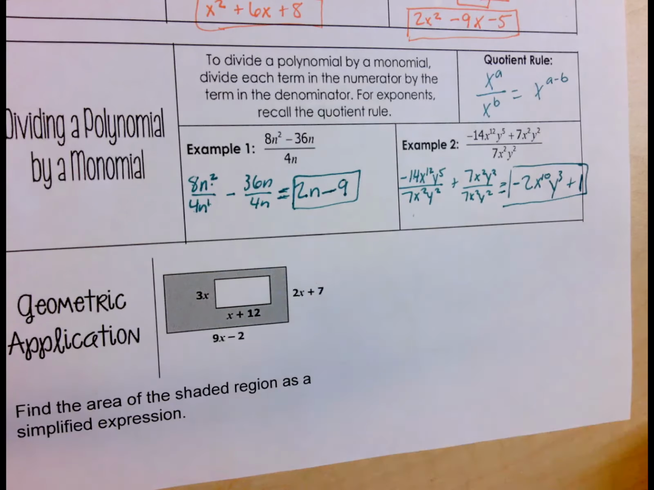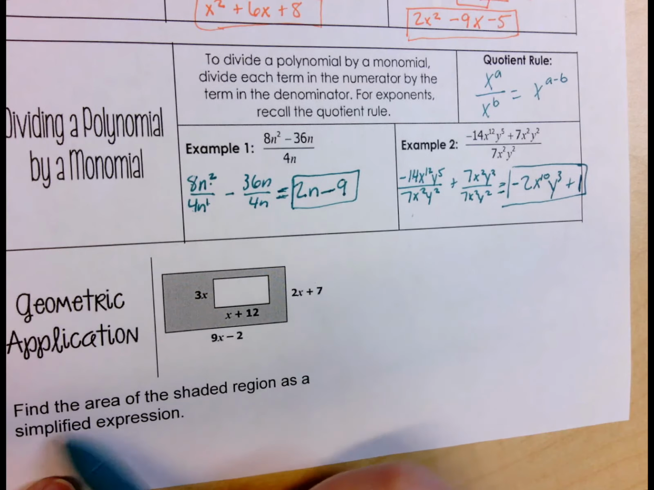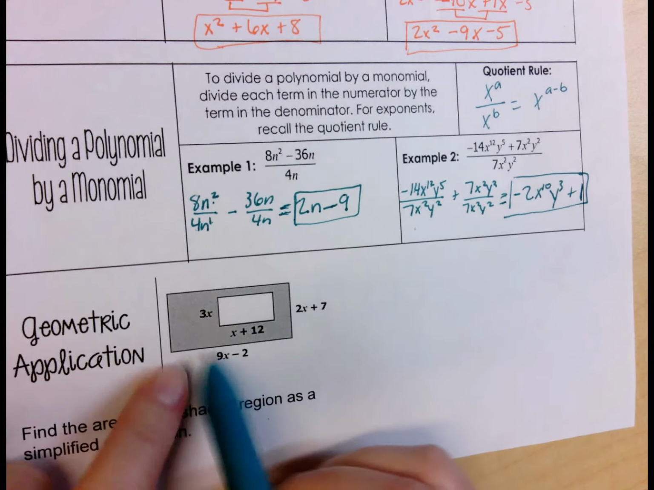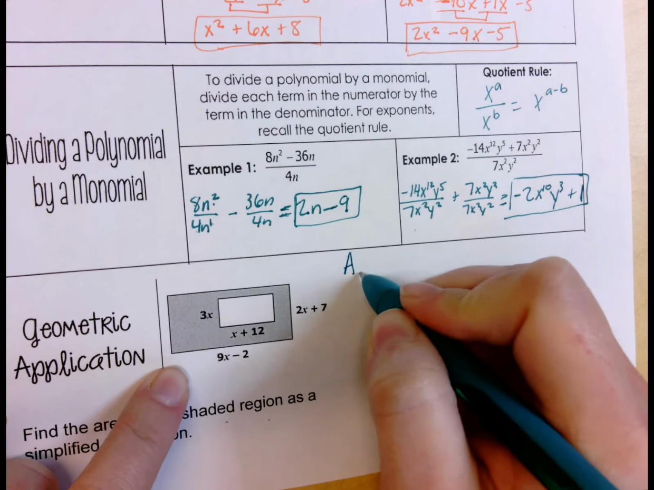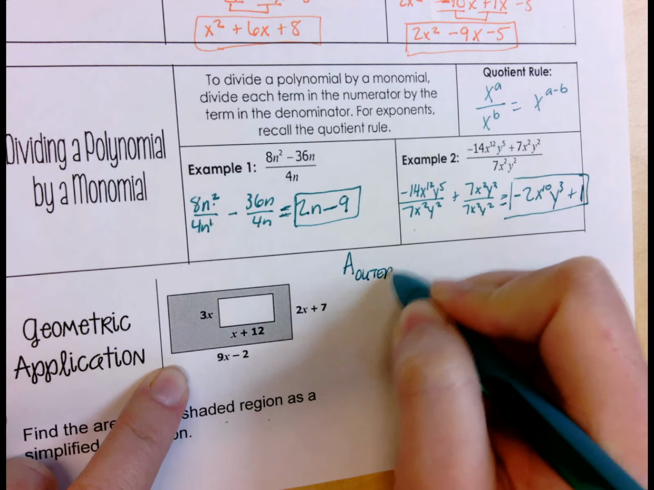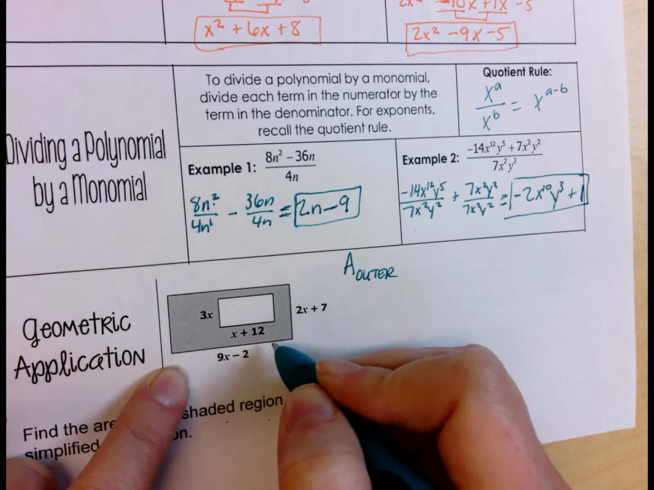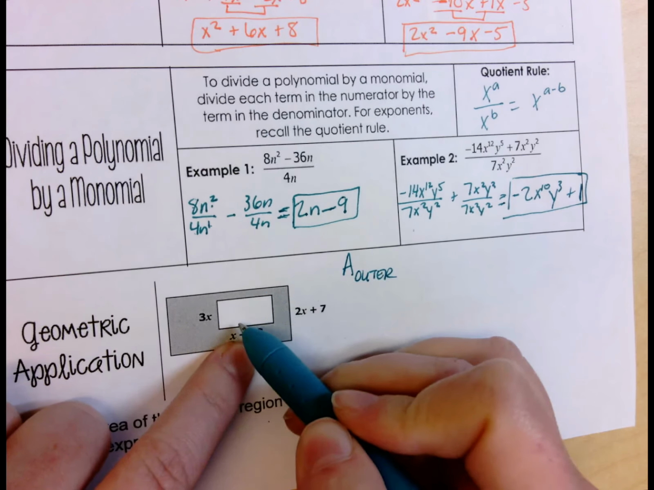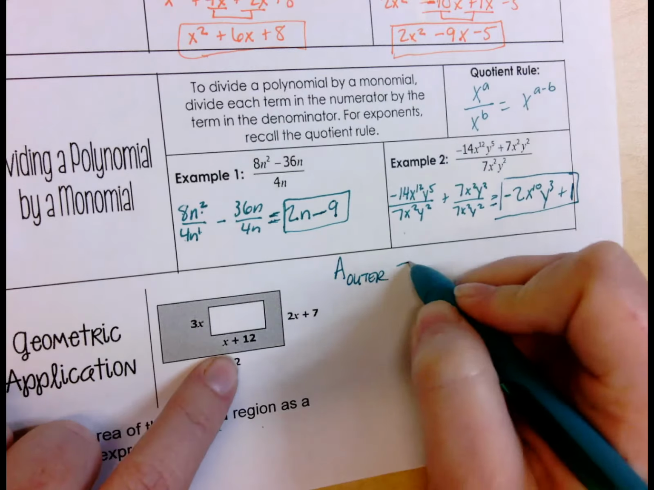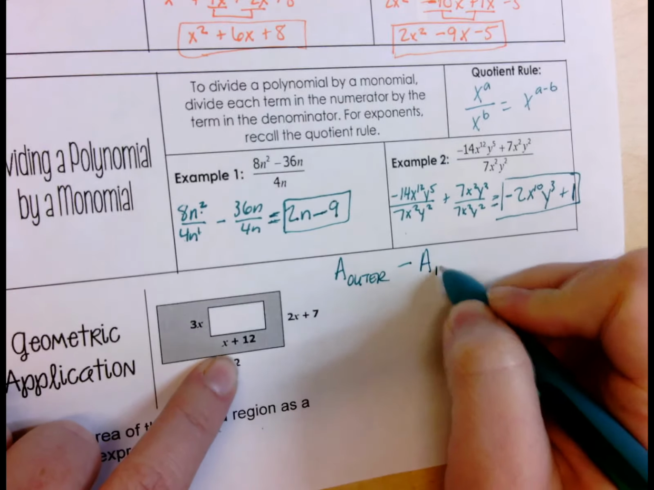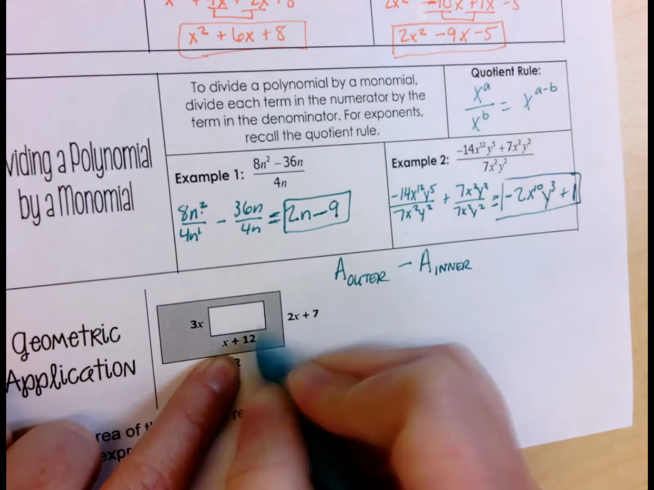Okay, all right, so last thing we need to do here is a geometric application. So how do we use this? All right, so this is saying find the area of the shaded region as a simplified expression. So there's the whole thing, all right, the area of the outer area, we'll call it that, the outer square. But then there's this inner part that we need to get rid of because it's not part of the shaded area. So we need to subtract the area of the inner rectangle.